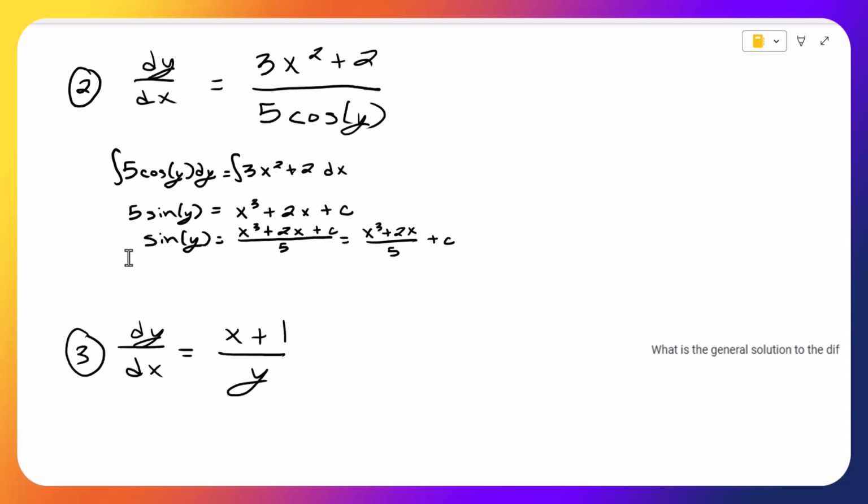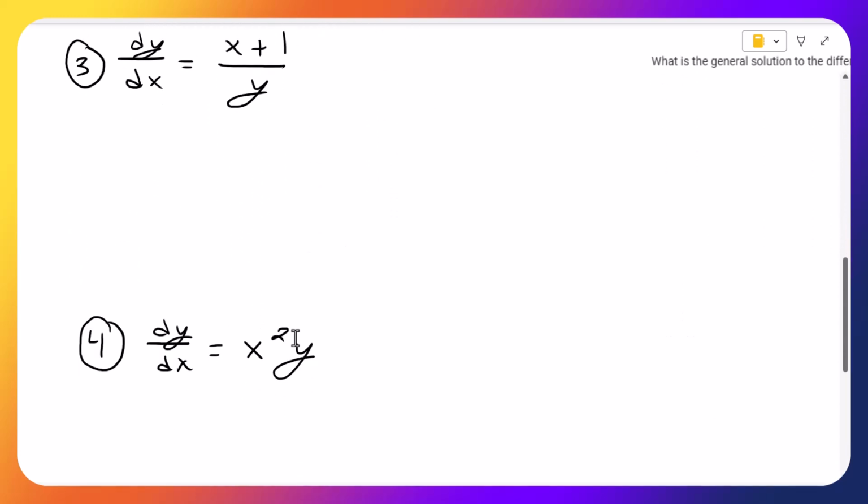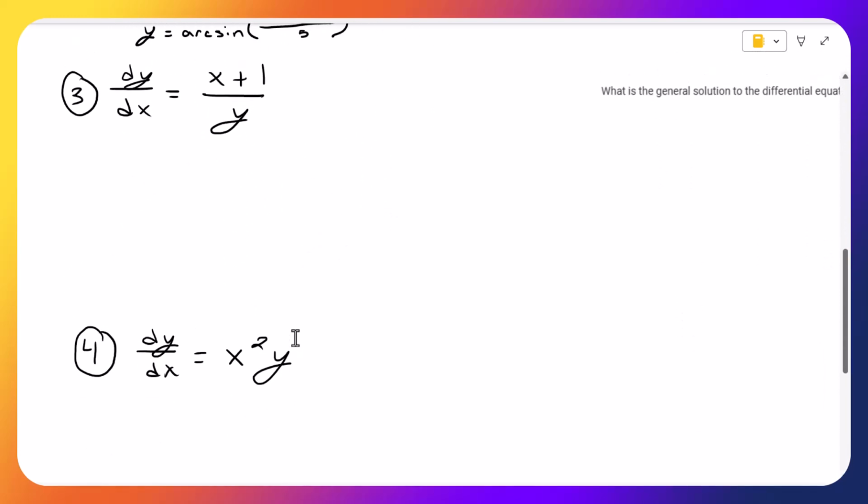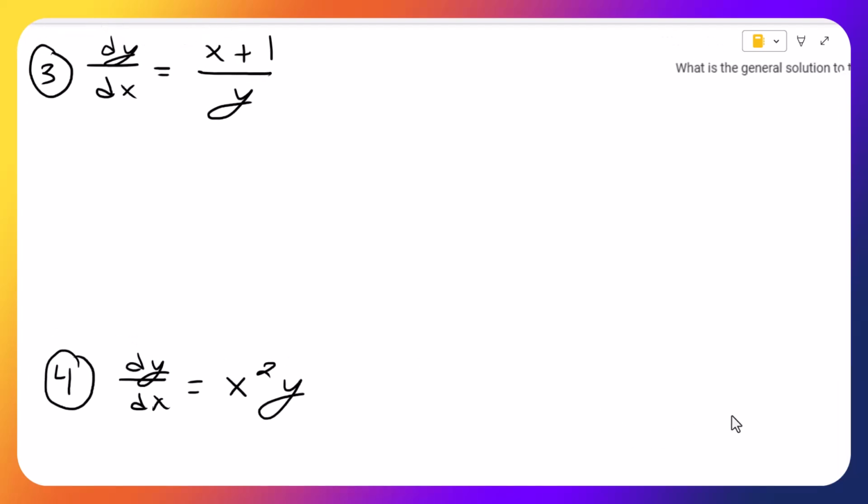And then how do we get rid of sine? Well, we do sine inverse. So we get y equals arc sine of x cubed plus 2x plus c divided by 5. And boom, that gives us this one. And this is our general solution to this differential equation. Okay, go ahead and try number 3 on your own. Pause the video and try it. And when I come back, I'm going to have all the work done and we're just going to talk through it pretty quickly.